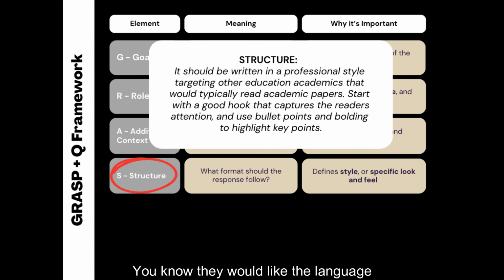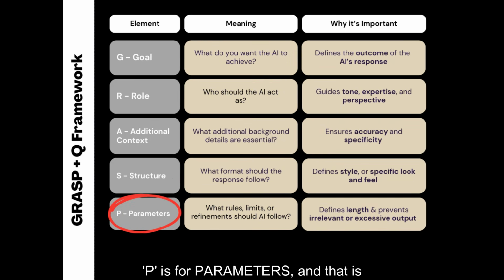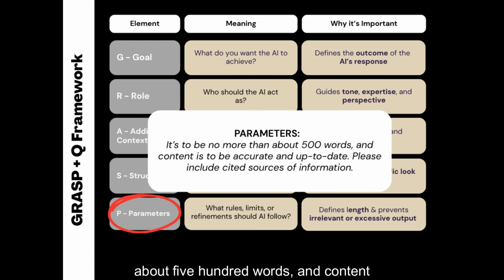They would like the language to be more academic orientated as opposed to someone that's at high school or primary school level. P is for parameters, and that is the rules and limits or the refinements that AI should follow. So this would define, say, the length of the written piece and prevents irrelevant or excessive output. So an example here might be something like, it's to be no more than about 500 words, and content is to be accurate and up to date. Please include cited sources of information.